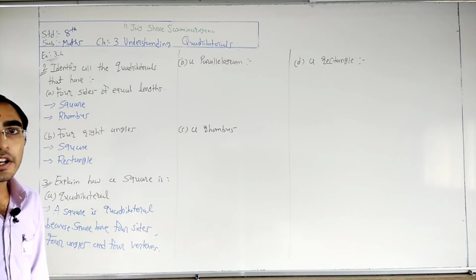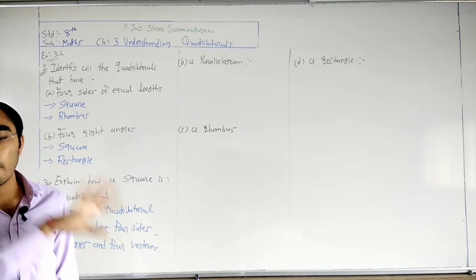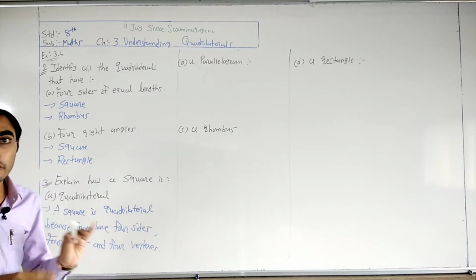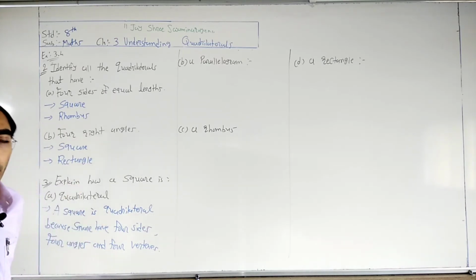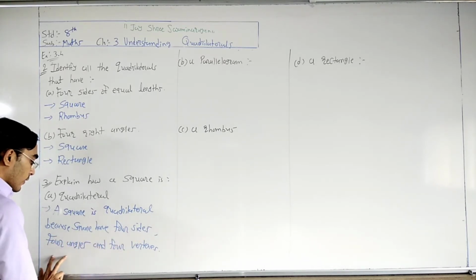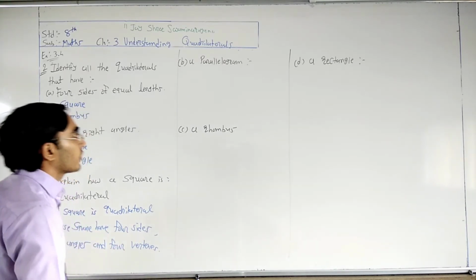Because for a quadrilateral, what are the required things? Four sides, four angles and four vertices, right? So that property a square has, that's why a square is a quadrilateral, because a square has four sides, four angles and four vertices.